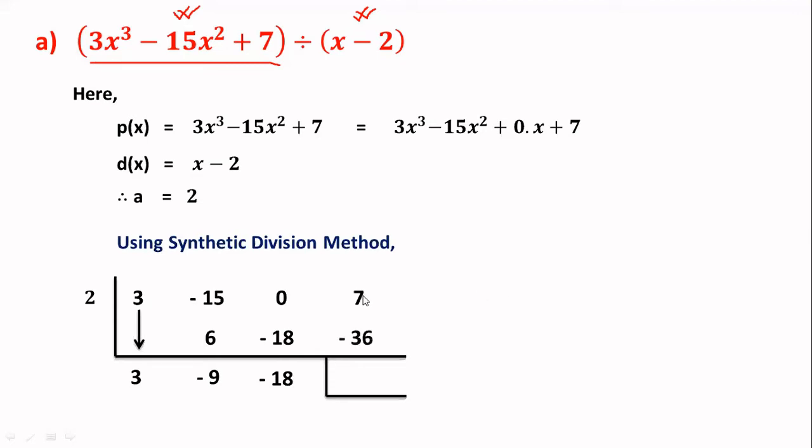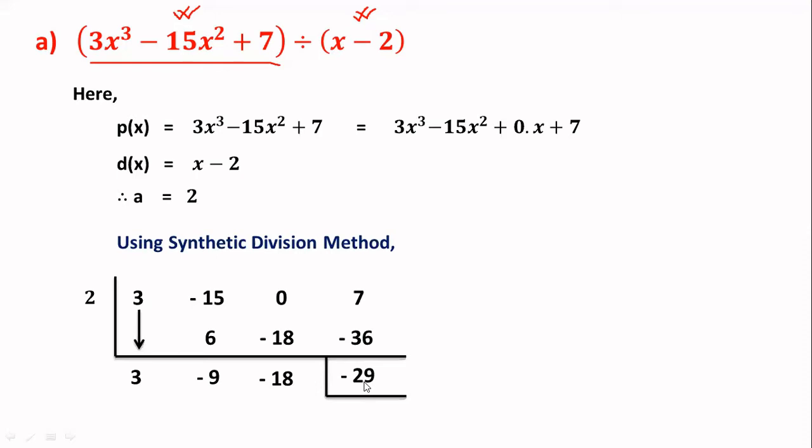Eventually, when we simplify plus 7 minus 36, the answer would be minus 29, which we are going to put inside this box. Now, everyone, the terms 3, minus 9, and minus 18 will be the coefficients of our quotient, whereas minus 29 will remain as the remainder value.